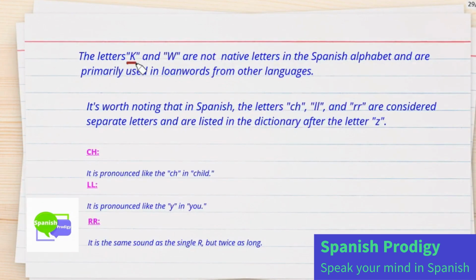The letters K and W are not native letters in the Spanish alphabet and are primarily used in loanwords from other languages. And it's worth noting that in Spanish, the letters CH, double L, and double R are considered separate and are listed in the dictionary after the letter Z. CH is pronounced like the CH in child, and double L is pronounced like the Y in you, and double R is pronounced like the single R, but twice as long.